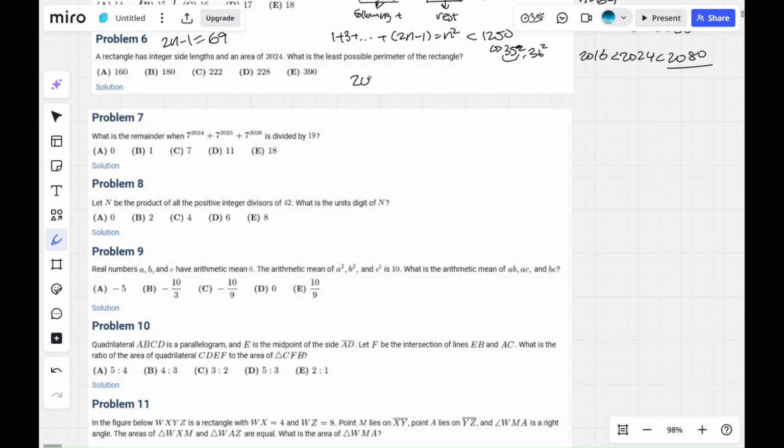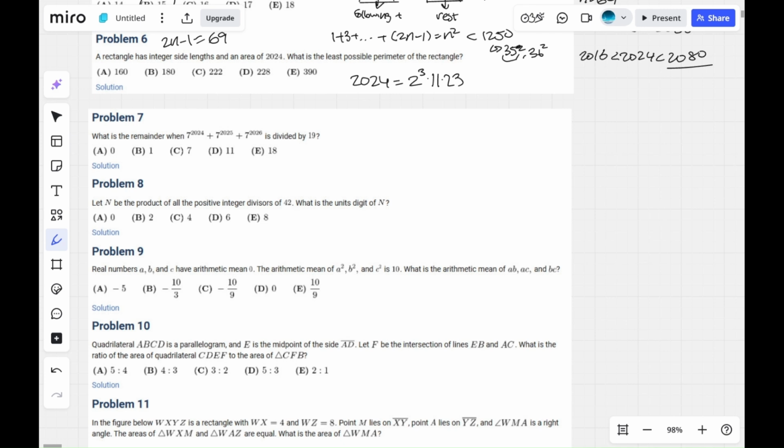So I guess we can first prime factorize 2024. This is equal to 2 to the power of 3 times 11 times 23.